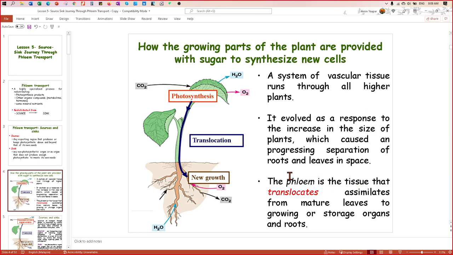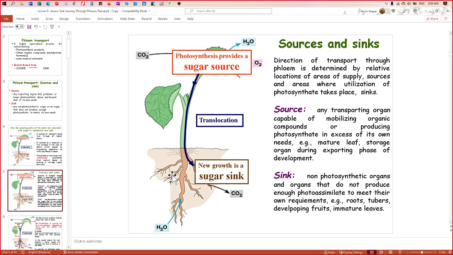Okay, so remember, xylem conducts water and also ions in it, while phloem conducts water, sugar, hormones, and some other organic compounds. And the action of phloem sending off food from the mature parts to the growing parts, we call it translocation. Phloem translocates food from the leaf to the roots, in this context.